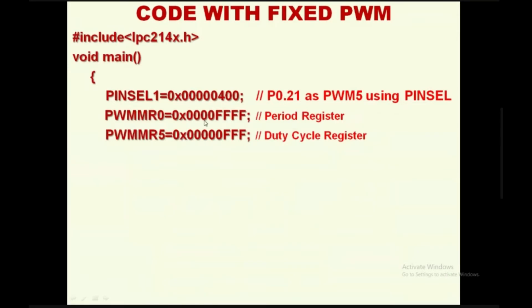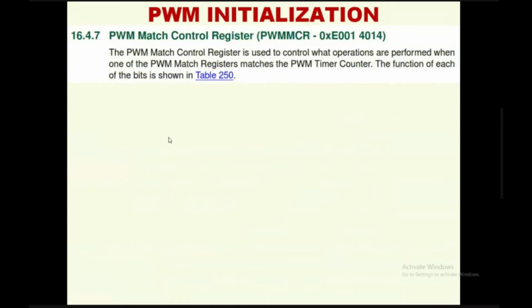So we have chosen something like 0xFFFF as the period register value and 0xFFF as the duty cycle register value. MR0 is the period register, MR5 is the duty cycle register as per our discussion. Okay. So after this, the registers have to be configured. PWM registers have to be configured in a much better way. For that, there is a PWM match control register in the LPC2148 microcontroller. That's why I have copied and pasted the data sheet value here.